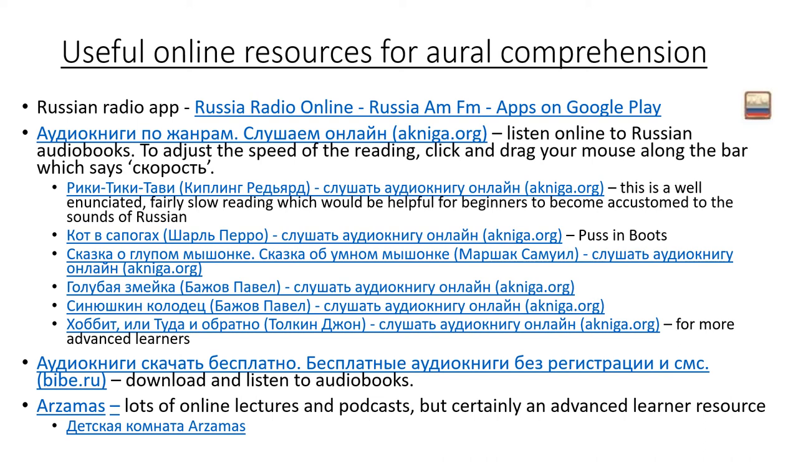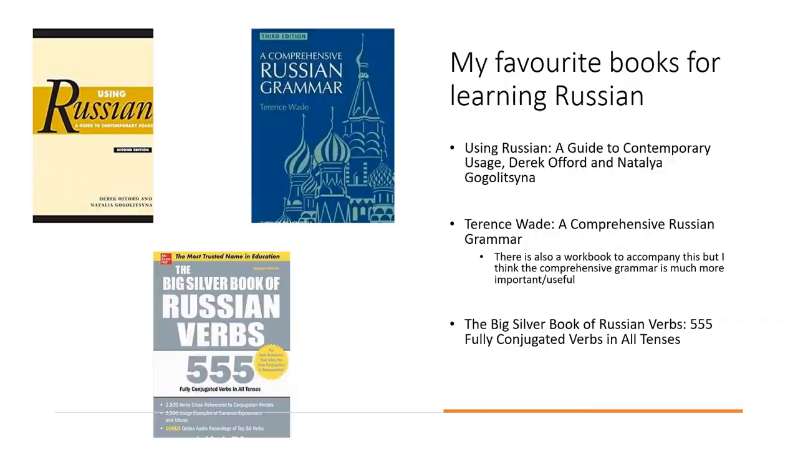I'm just posting all these as, if you want to come back to this at some point when you've got more of a grasp on the Russian language, then these could be useful for you. But I have posted that smaller bullet point below Arzamas, and that says Detskaya komnata Arzamas. That just means the children's section. And they have some cartoons which you could try to find and play if you think that would be helpful. So next up are my top three recommendations for Russian language learning books.